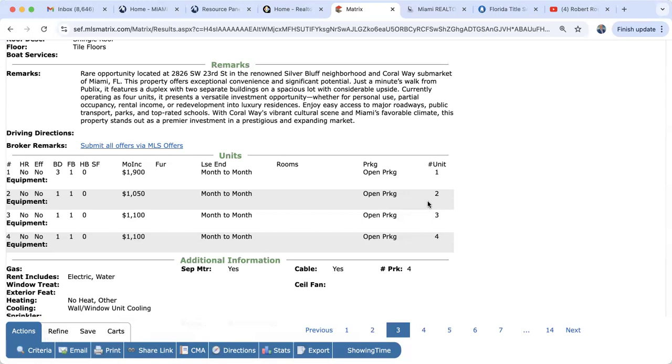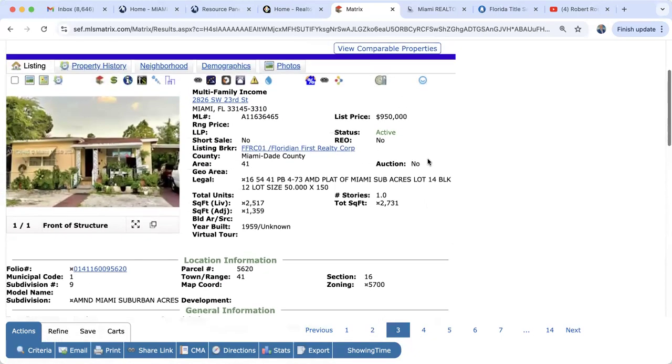Multiplied times 12, you're looking at 61,800. Guys, is 61,800 anywhere close to being 10% of 950? Someone give me an answer. Is it? It isn't, right? You need $95,000 to be at 10% of 950,000. So the chances of this property resulting in positive cash flow and positive returns is very slim.